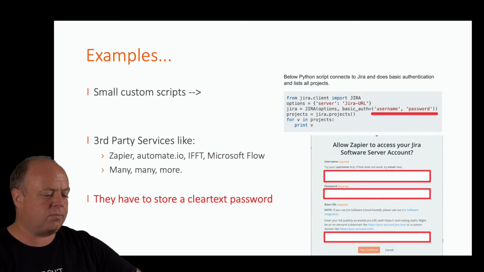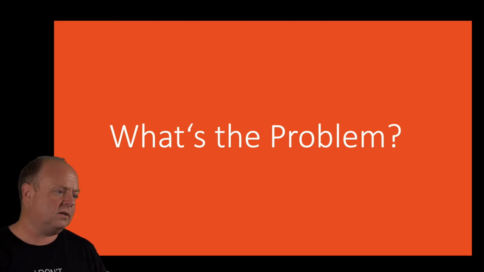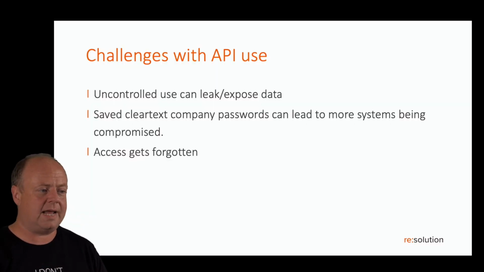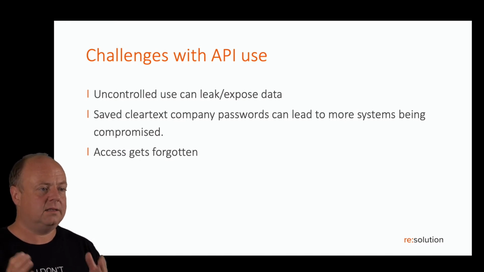So what's the problem with that? Well, first of all, uncontrolled API usage can leak and expose your data. If you don't know which other services people have connected to your Jira, you actually don't know where your data flows. Also, if all those services can do everything with the rights and settings that user has, it means these services can do the same thing as a user can do.